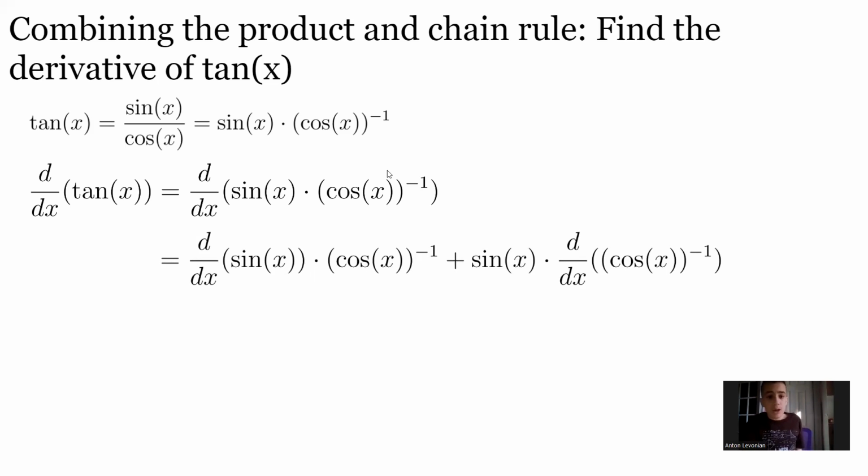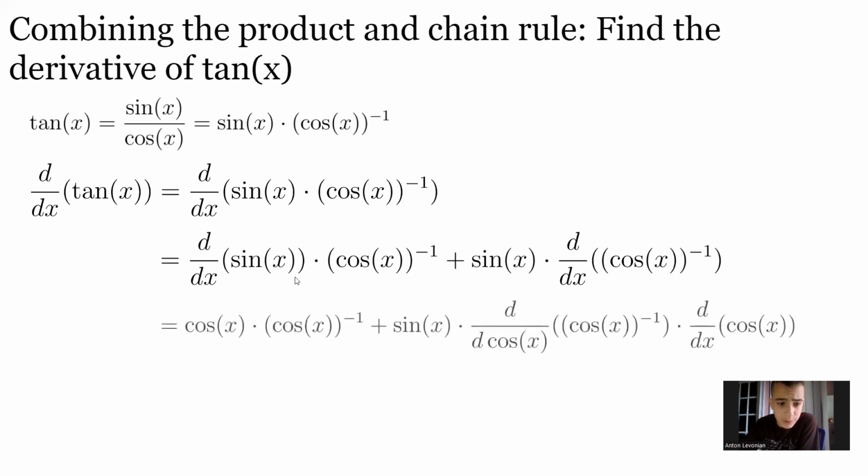And by the way, just to clear some things up, cosine of x to the negative 1 written in parentheses like this isn't the inverse cosine. It's 1 over the cosine. So it's not arccosine, it's 1 over cosine, just to clear up some notation here. So here we have sine of x times cosine of x to the negative first power. And then we add sine of x and multiply by this cosine derivative here.